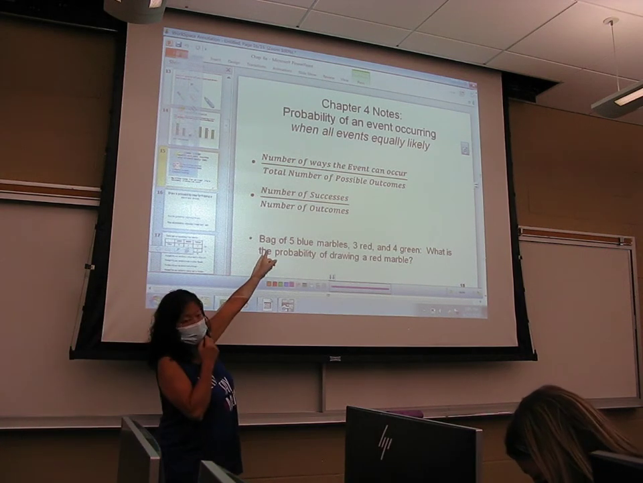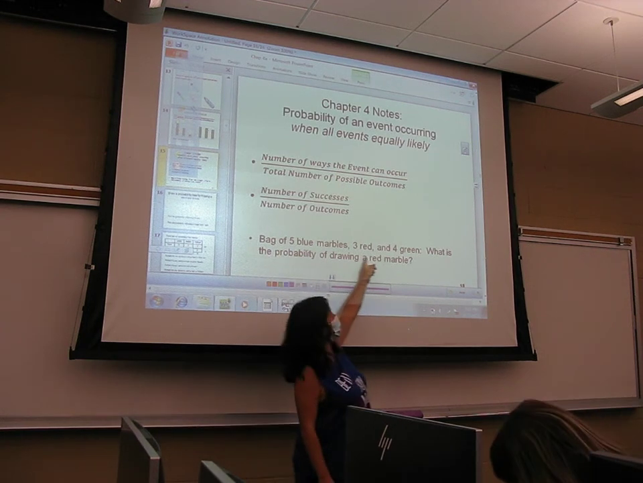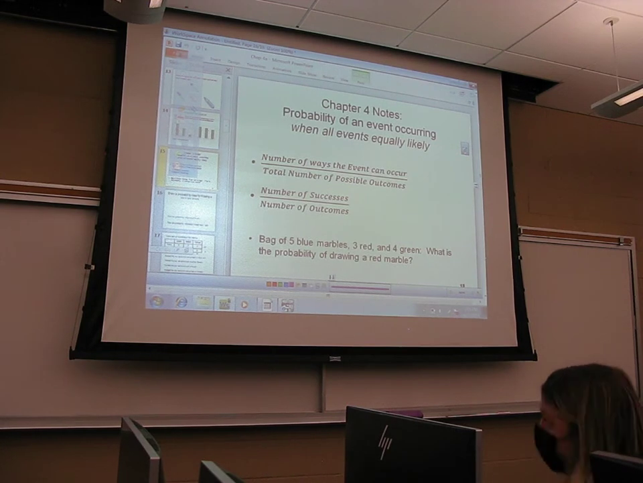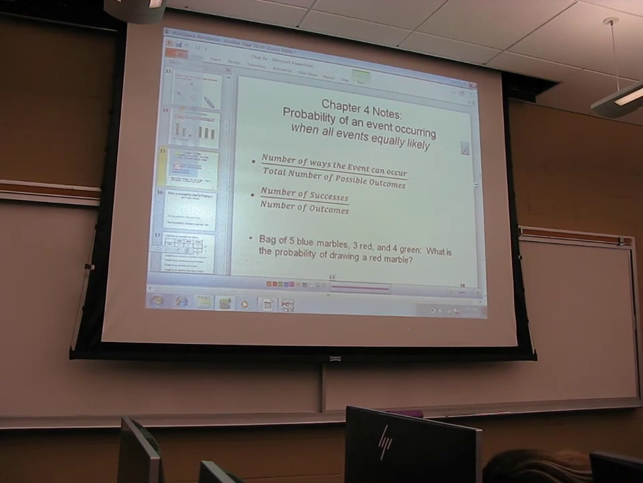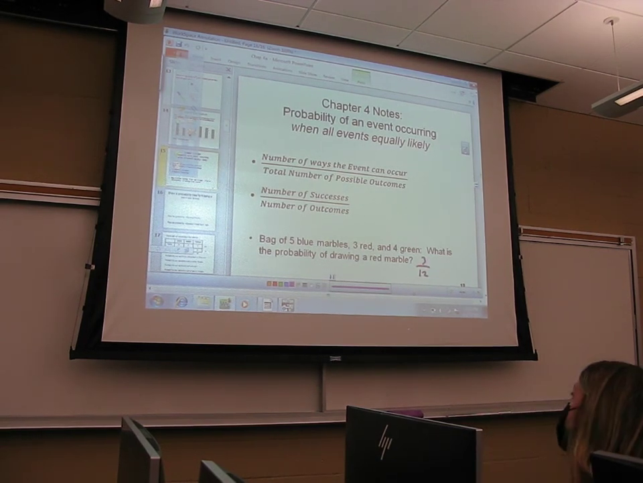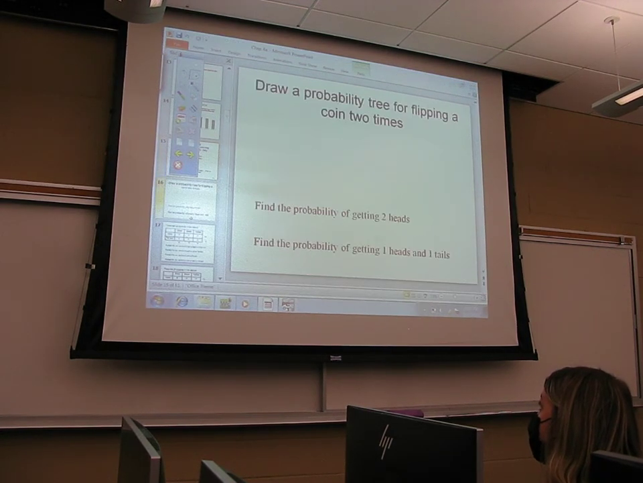So for example, we did this example last class. A bag of 5 blue marbles, 3 red, 4 green. The probability of picking a red marble, they're all equally likely. There are 3 red marbles, so 3 successes, out of 5 plus 3 plus 4, 12 possible marbles. So this would be a 3 out of 12 probability of drawing a red marble. And again, I don't care if you simplify that or don't simplify it, not a big deal.